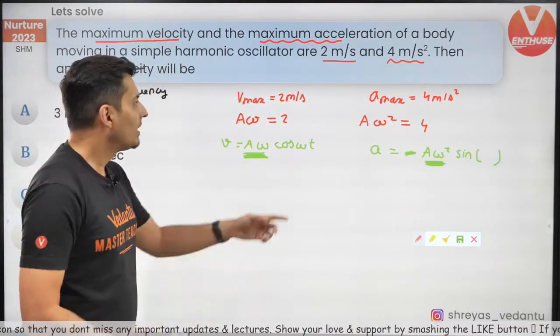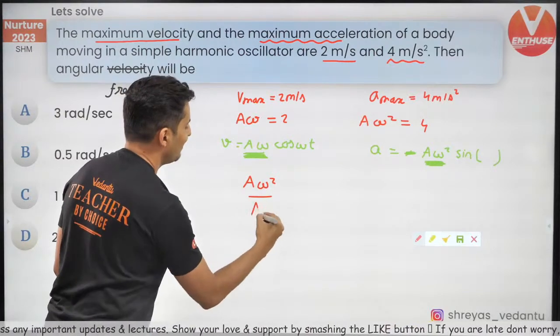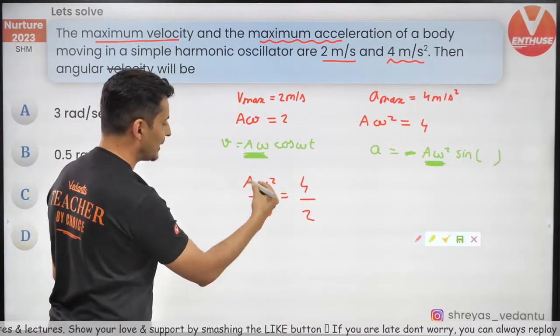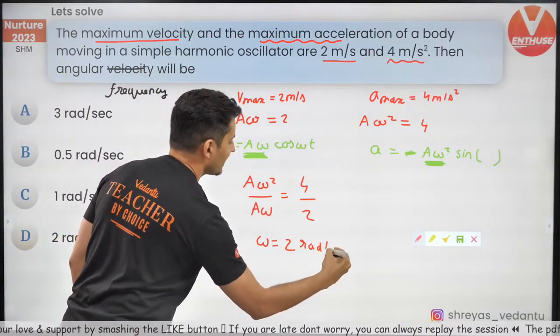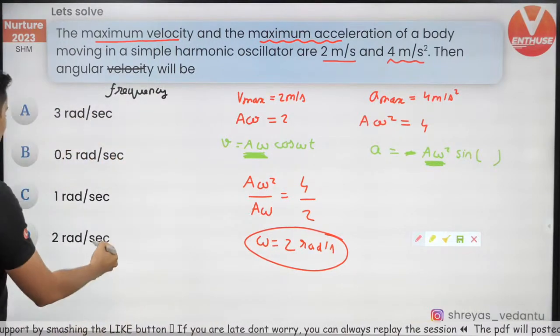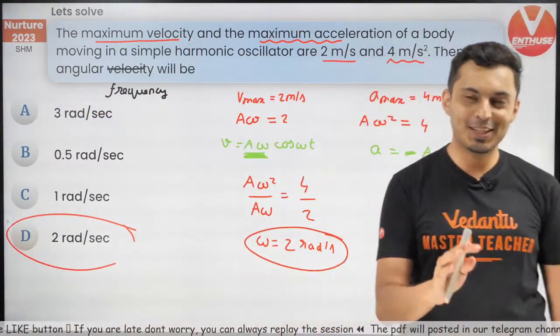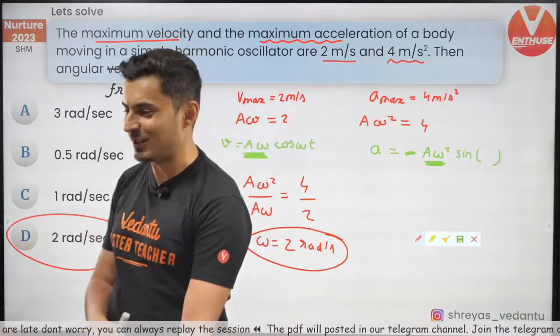Now what do we do? Divide this with this. So A omega square divided by A omega will be 4 by 2. A goes, omega goes, so omega will be 4 by 2, which is 2 radian per second. That's exactly what you wanted, which is option D. So if you just know the formulas, you just have to play with it. That's all.